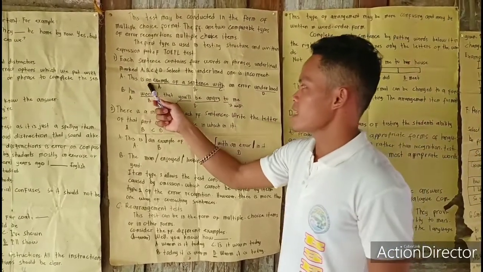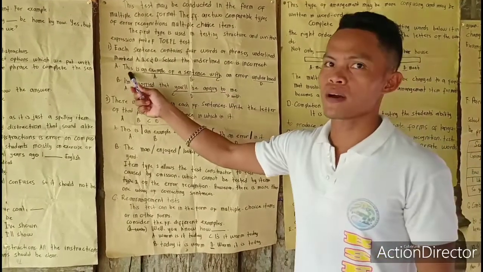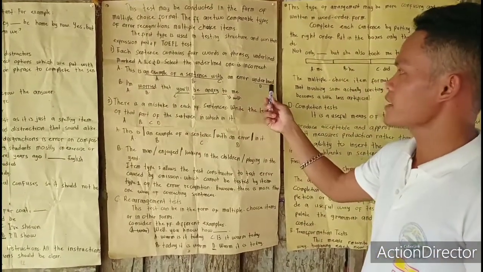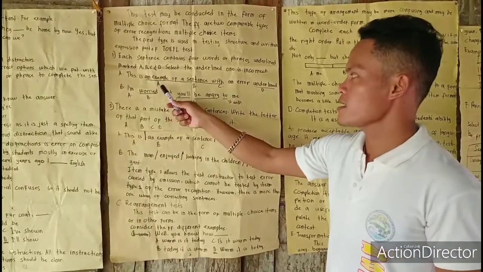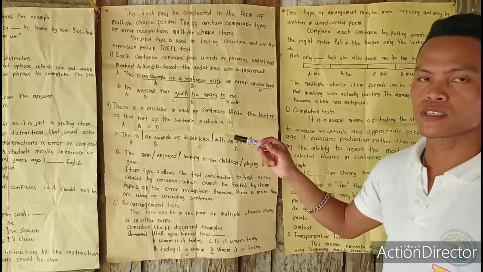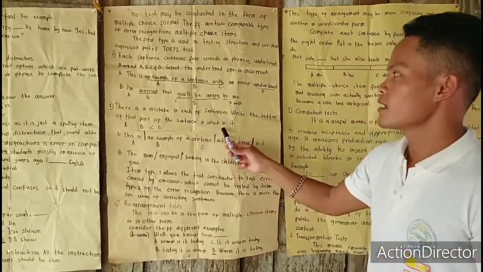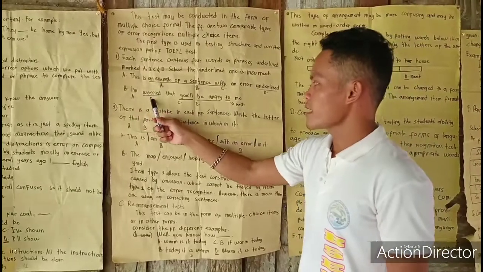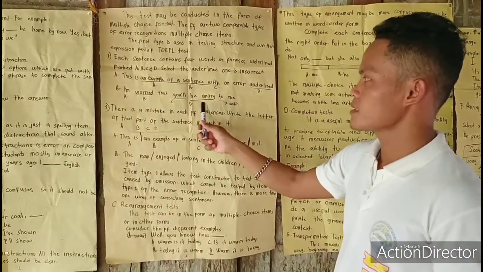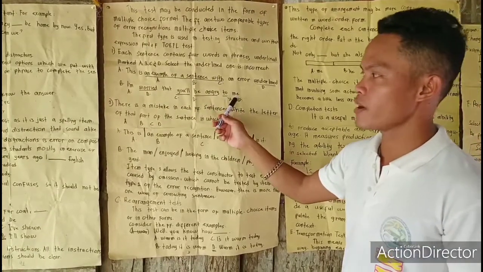A. This is an example of a sentence with an error underlined. So this is the format of an example of error recognition. You have to put A, B, C, and D, so the corresponding words that you suspect is an error. B. I'm worried that you'll be angry to me. So this simplifies the error recognition method.